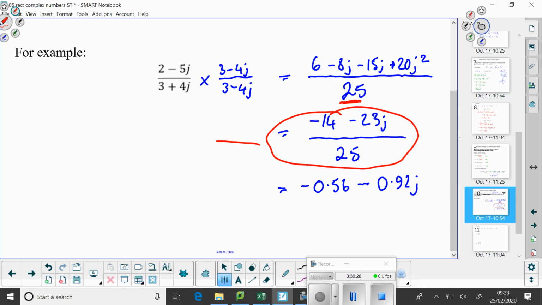At that stage, you can write the answer as minus 14 over 25 minus 23j over 25, if you want to keep it in fraction form rather than rounded. That is exactly the same as the rounded decimals. If you want to use it later on in another calculation, you might well want to leave it in that form.